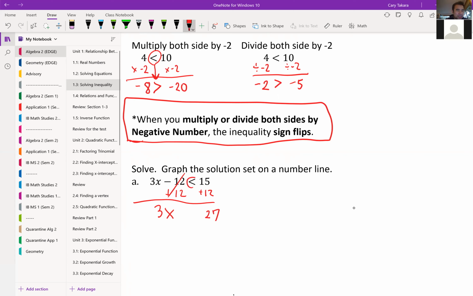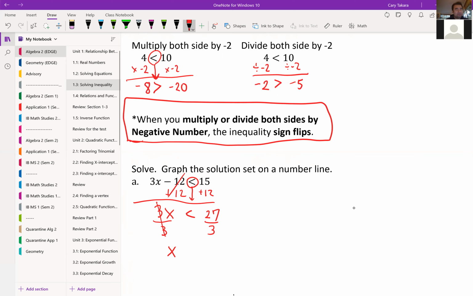And what are we going to do with the inequality sign? You just added 12 to both sides. Adding and subtracting is not going to change it, right? So it's still less than, because you added 12 on the left side and 12 on the right side. It's still the same. And then what are we going to do? We're going to divide by 3. So x, and what are we going to do with the inequality sign?